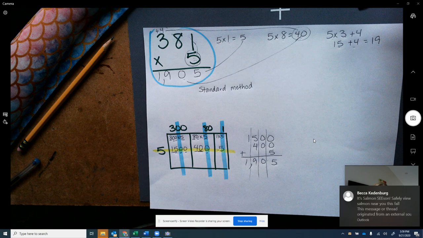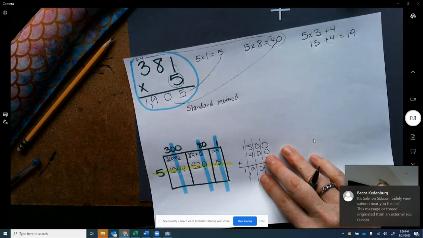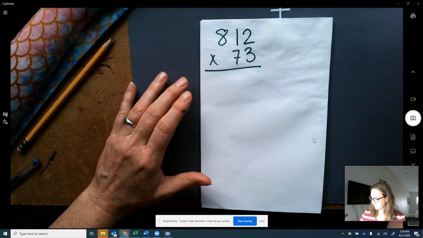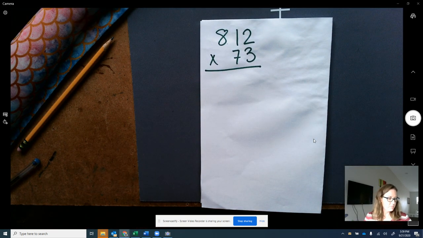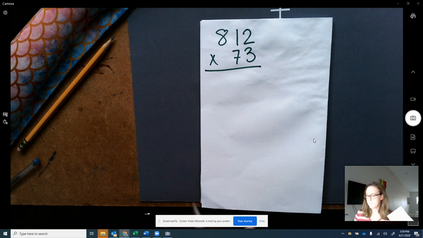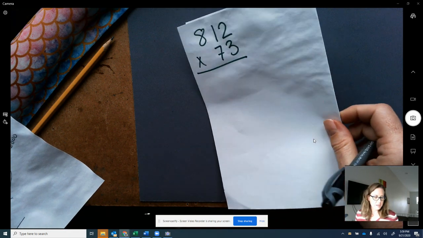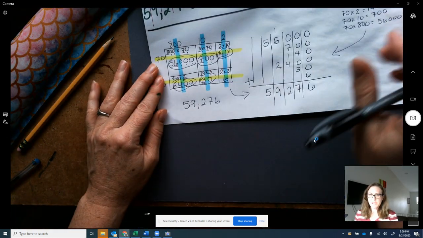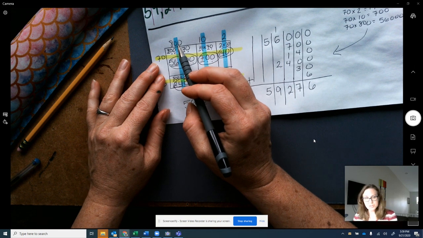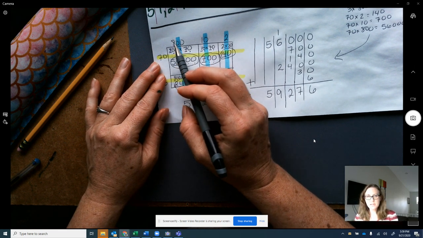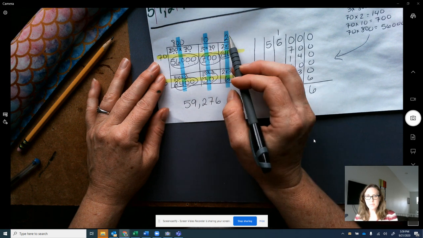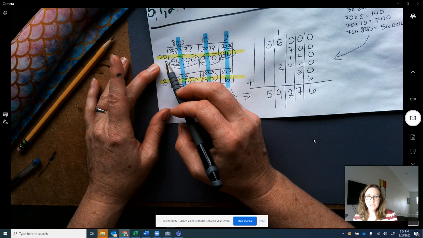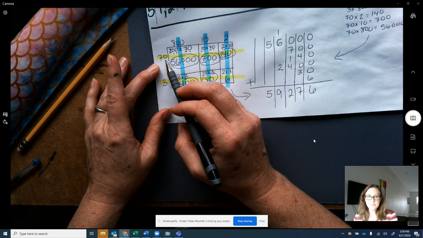All right. The next problem, please work on this one. All right, so with this one, I showed a couple of other ways to solve it. So here's the box method. It's not 812, it's actually 800 plus 10 plus 2. And the 73 is not really 73, or 7 and a 3, it's actually 70 plus 3.